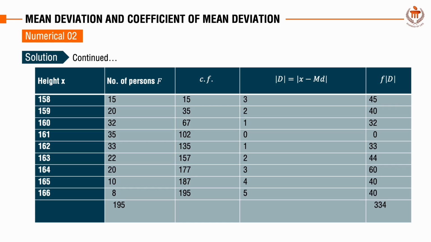Once we have the median value as 161, what we have to do is find the deviation of each value from the median.